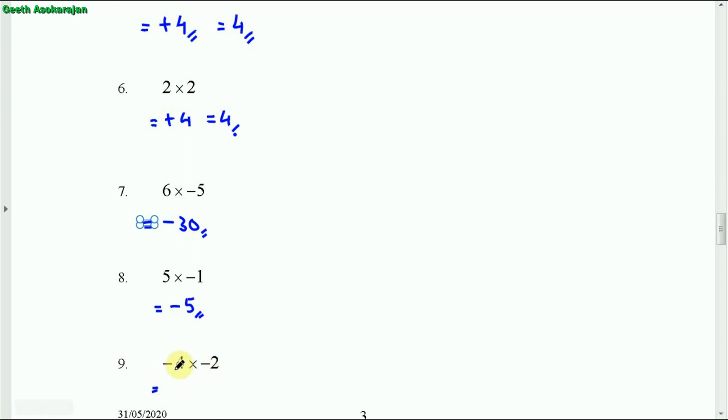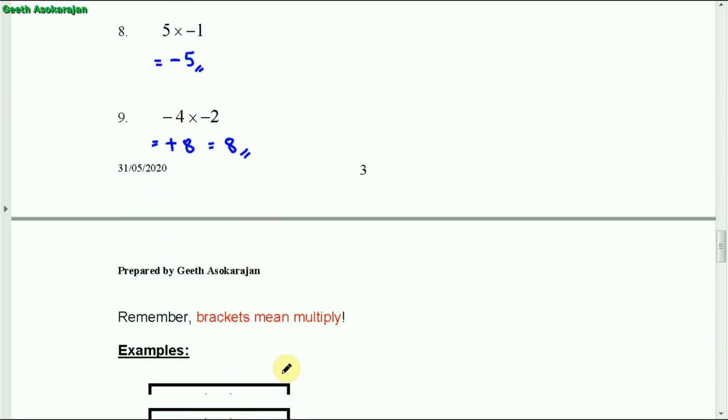Question 9. I'm multiplying two terms of the same sign. The sign is both minus. Minus times minus is a plus, 4 times 2 is 8, and we don't need to write down this plus. If we don't want to, we can leave it as 8. Right, let's move on from there.